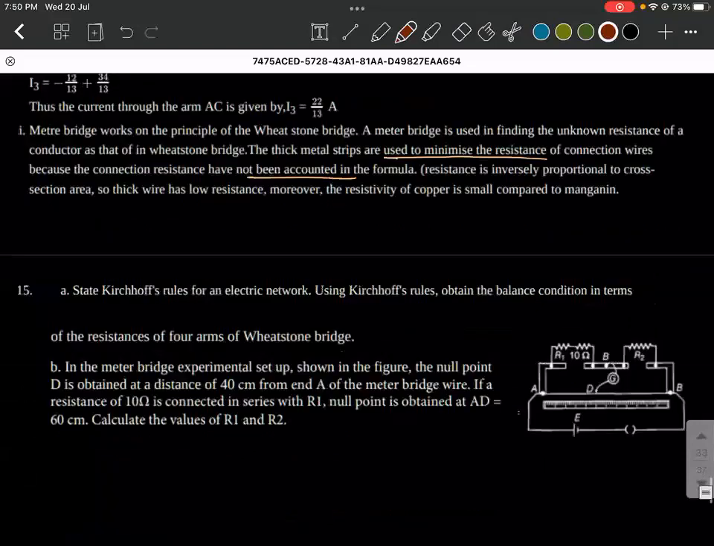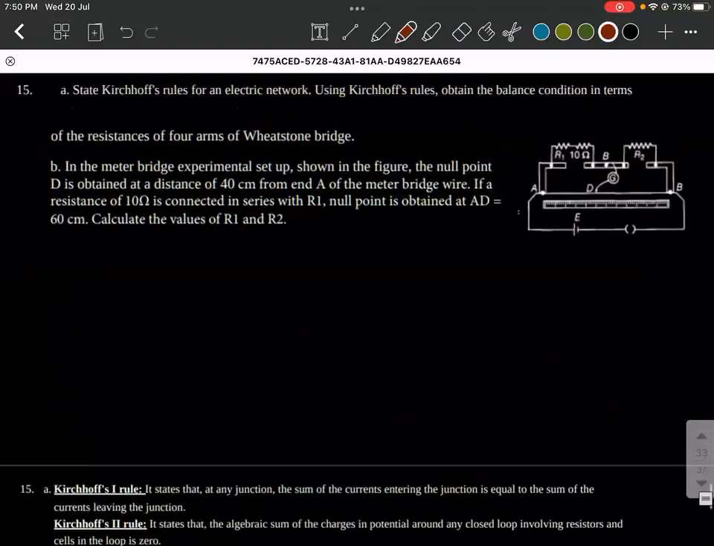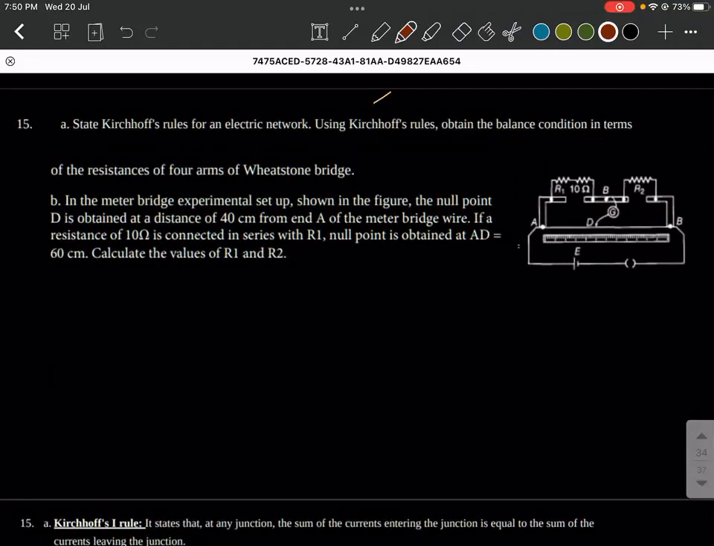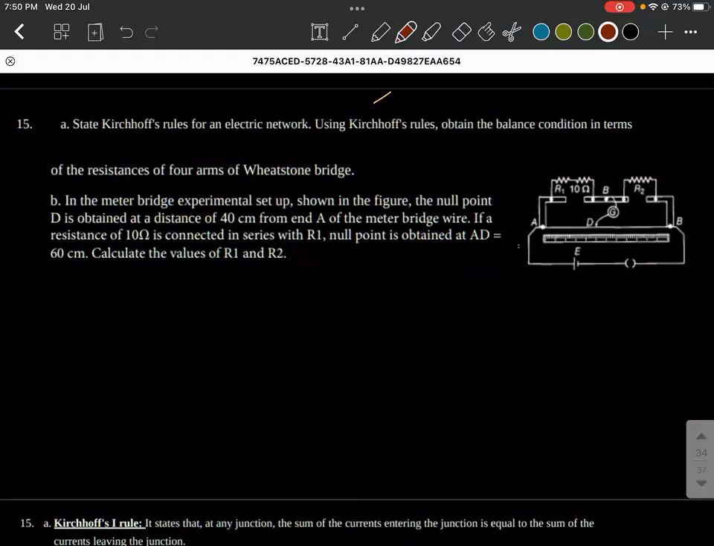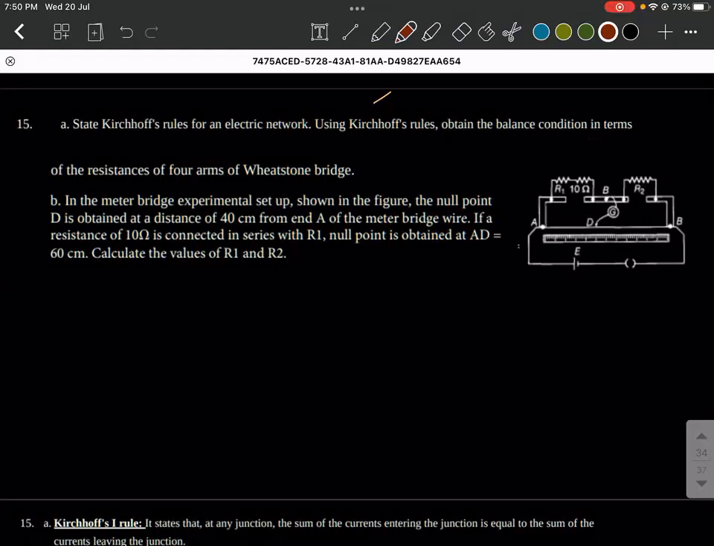So that's it. State Kirchhoff's rules for an electric network. Using Kirchhoff's rules, obtain the balance condition in terms of resistance for the 4 arms of a meter bridge. You can do this. There's a theory question, right? In the meter bridge experimental setup shown in the figure, the null point D is obtained at a distance of 40 centimeters from the end of the meter bridge wire. The resistance of 10 ohm is connected in series with R1. Null point is obtained at 60 centimeters. Calculate the value of R1 and R2.